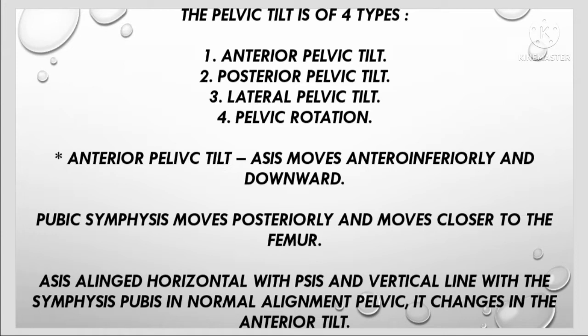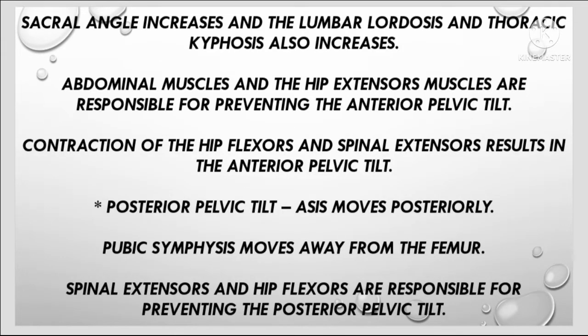In anterior pelvic tilt, ASIS moves anteroinferiorly and downward. The pubic symphysis moves posteriorly and moves closer to the femur. In normal pelvic alignment, ASIS is aligned horizontally with PSIS, and a vertical line passes through the symphysis pubis. This changes in anterior pelvic tilt. The sacral angle increases, and the lumbar lordosis and the thoracic kyphosis also increase.